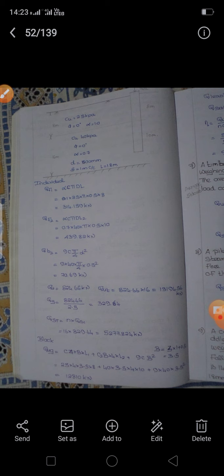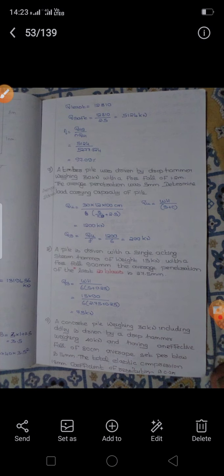If the foundation is, if we see the QUG value, that will come out to 12810, and Q least is equal to 12810, then Q safe will be equal to 5124. That means efficiency will be equal to QUG upon N into QU1, the 5124 divided by the value of QUG 5277. Through this formula, we can easily find out the efficiency.